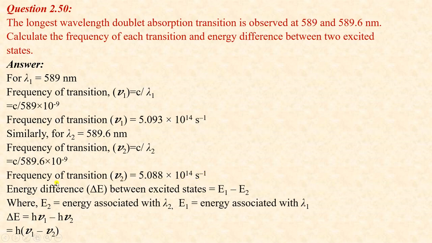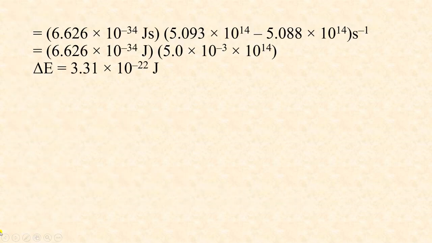Now we have to find out the energy difference between the excited states. So E1 minus E2, and here the formula of E1 is h nu 1 and E2 is h nu 2. Here you can take h as common, so it will become h into nu 1 minus nu 2. Put all the values and delta E is equal to 3.31 into 10 to the power minus 22 joule.